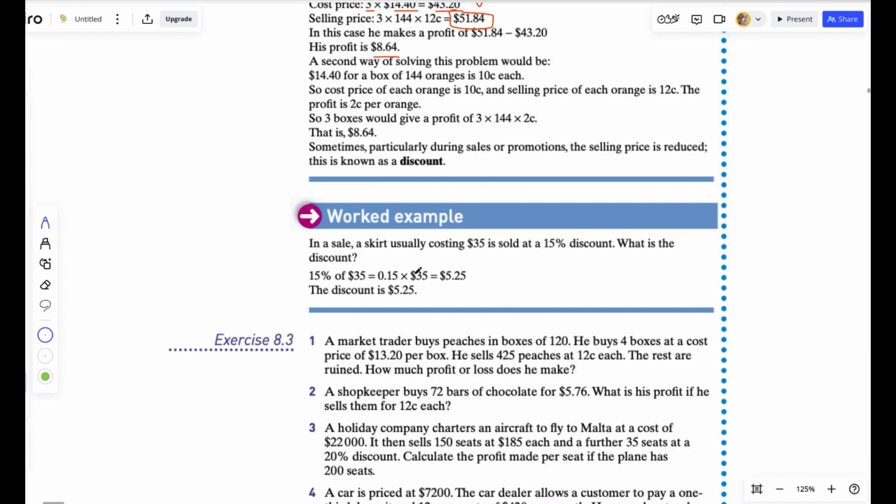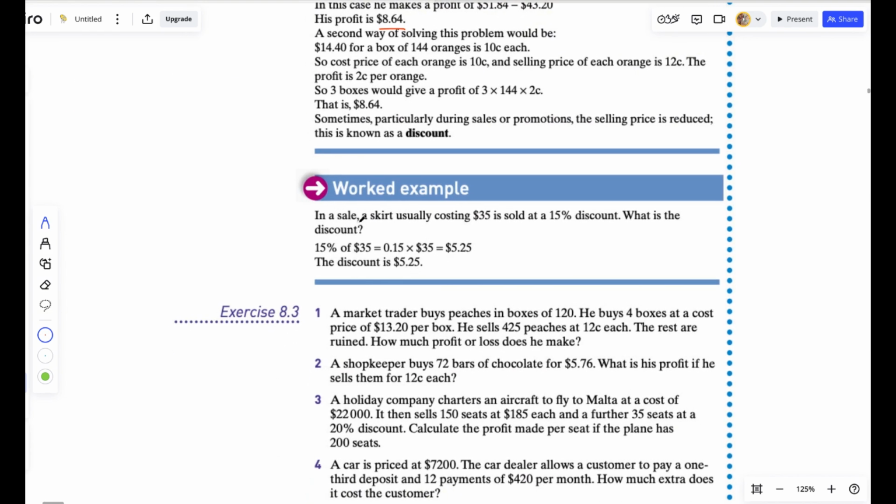Let's do a proper example. In a sale, like you go right now in December, there are a lot of sales. There's Black Friday, you go anywhere, you can buy things on sales. Okay, in a sale, a shirt that usually costs $35 is sold at 50% discount. What is the discount? Well, meaning they're asking for the discount amount.